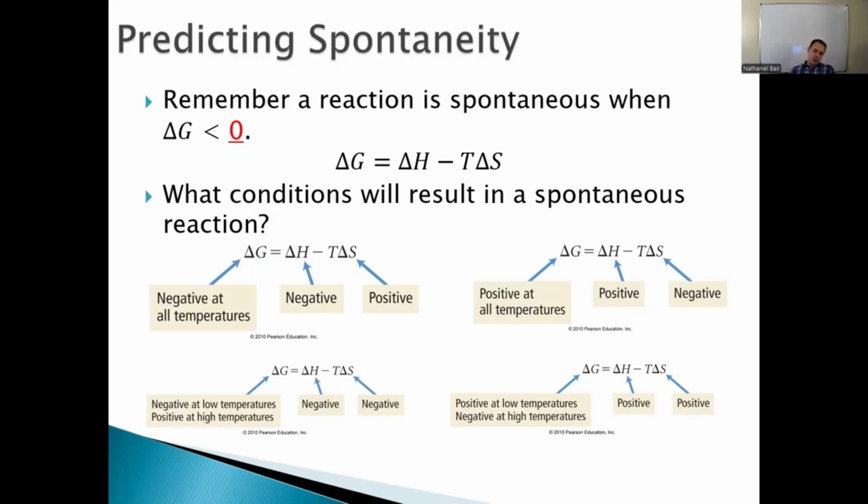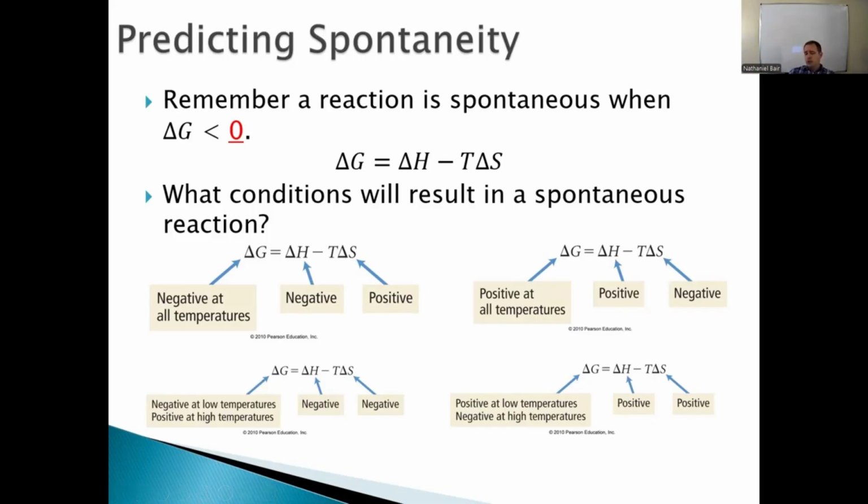So let's look at the first one. What if we have an exothermic reaction, which is good if you're rooting for spontaneity, and a reaction that's becoming more ordered, which is bad if you're rooting for spontaneity? Well, if you want your answer to be negative and delta H is negative, then we want this to be smaller than that. So in reactions with a negative delta H and a negative delta S, they will be spontaneous only at low temps, because at low temps, this temperature times delta S will be less than delta H, and you get a negative number.